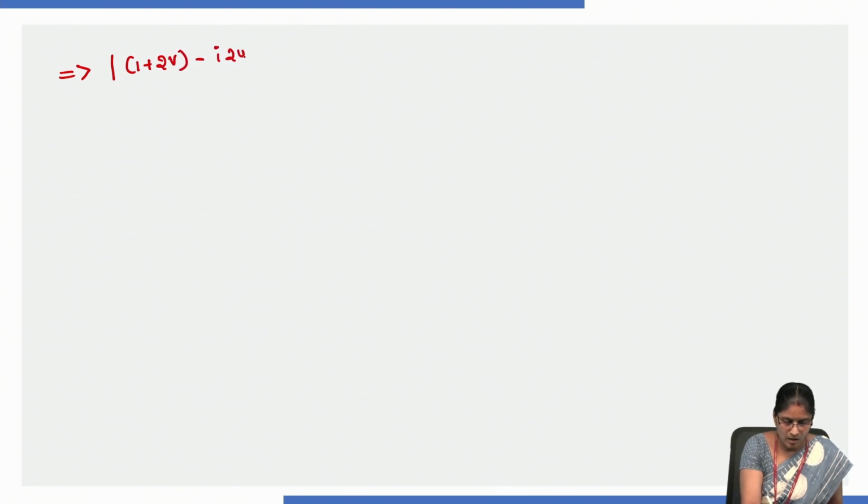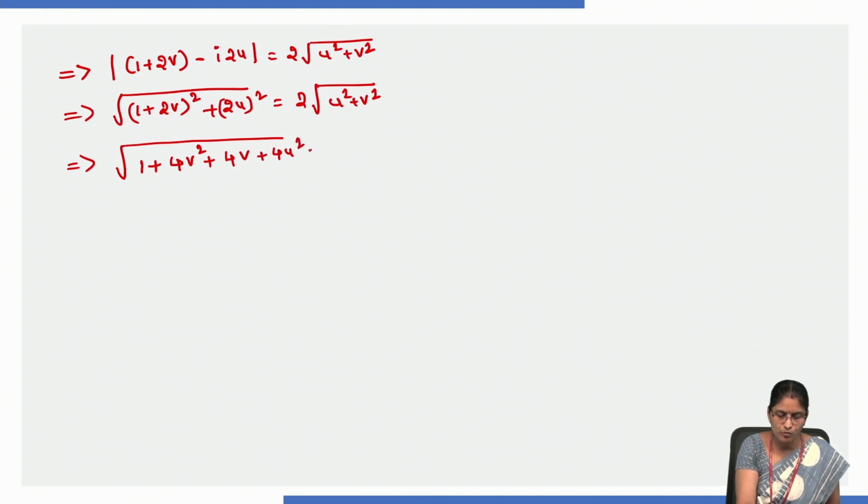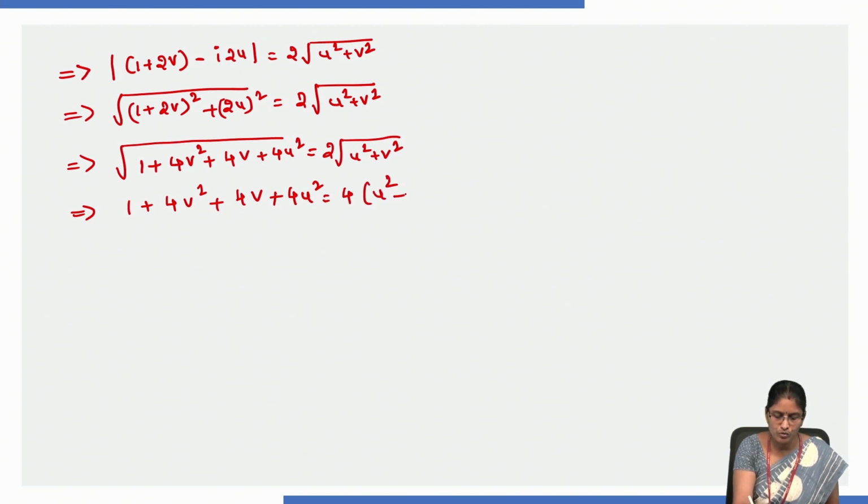That implies |1 plus 2v minus i into 2u| is equal to 2 into root over u square plus v square. The modulus of 1 plus 2v minus i into 2u is root of (1 plus 2v) whole square plus (2u) whole square, which is equal to 2 into root of u square plus v square, which implies root of 1 plus 4v square plus 4v plus 4u square is equal to 2 into root of u square plus v square. Squaring on both sides, we get 1 plus 4v square plus 4v plus 4u square is equal to 4 into (u square plus v square).